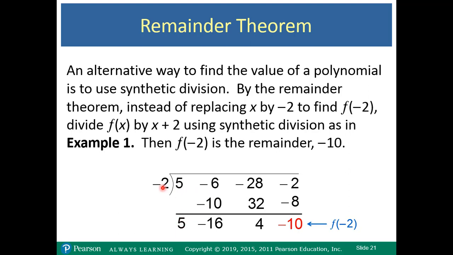So we drop the 5. Negative 2 times 5 gives us negative 10. We add down, get negative 16. Negative 2 times negative 16 is a positive 32. We add down to get 4. And then negative 2 times 4 is negative 8. And then we add down to get negative 10. And of course, we get the same answer. So we know that this is equal to f of negative 2.